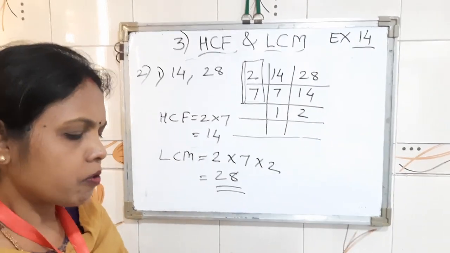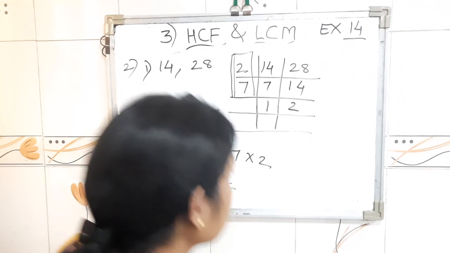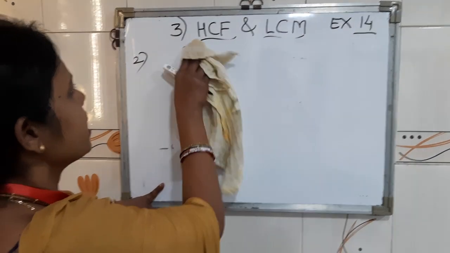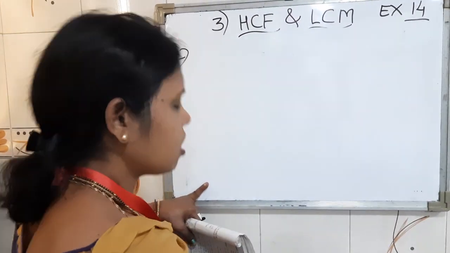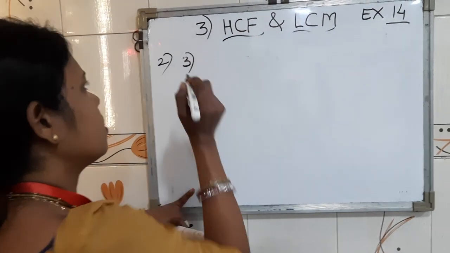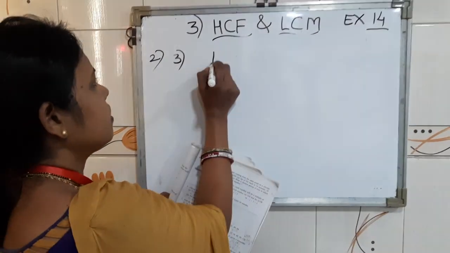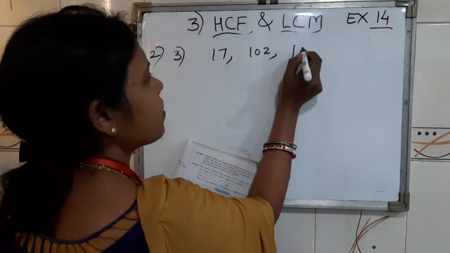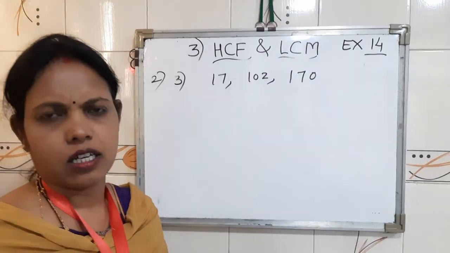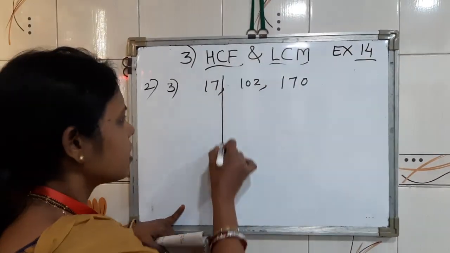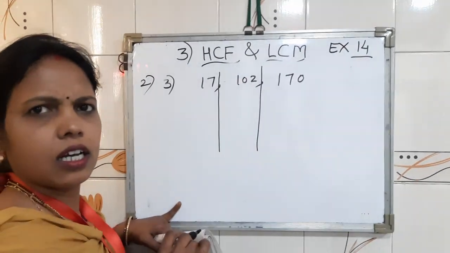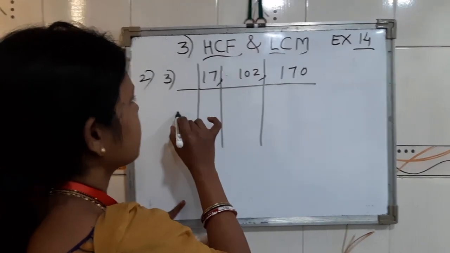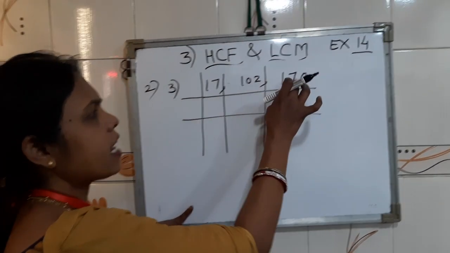That is, we will solve question number 3rd. Here 3 numbers are given. So children, in question number 2nd, the 3rd question we will solve. The 3rd one: 17, 102 and 170. So children, we can make the column over here only. Then here we will write the answer.